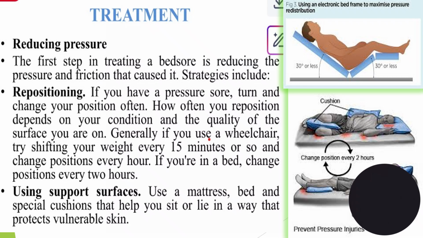When we come to the treatment, reducing pressure. The first step in treating pressure sores is reducing the pressure and friction, and the strategies include repositioning. If you have a pressure sore, turn and change the position of the person often. Generally, if you use a wheelchair, try shifting your weight every 15 minutes and changing the position every hour or every 2 hours. If you are in a bed, change the position every 2 hours.